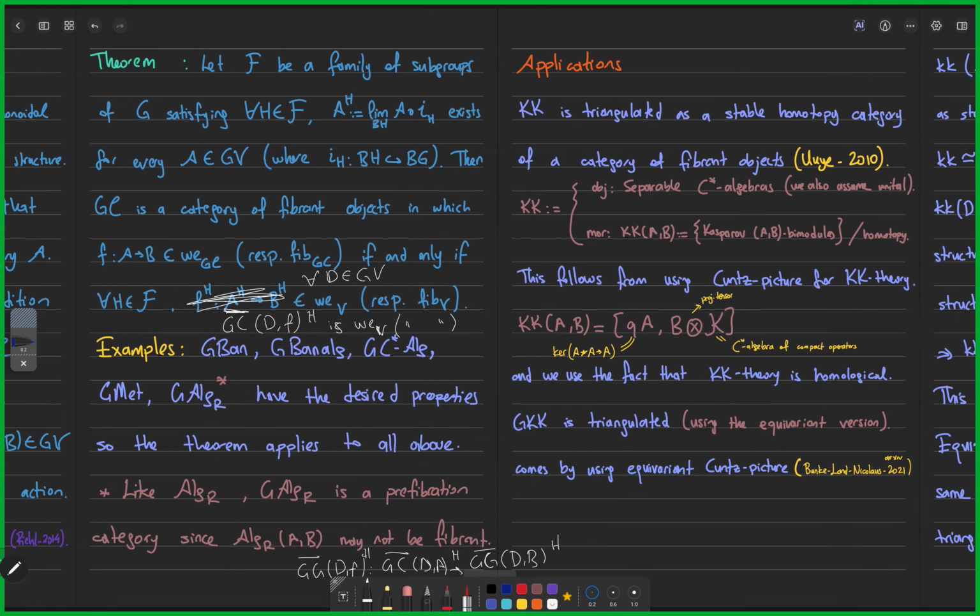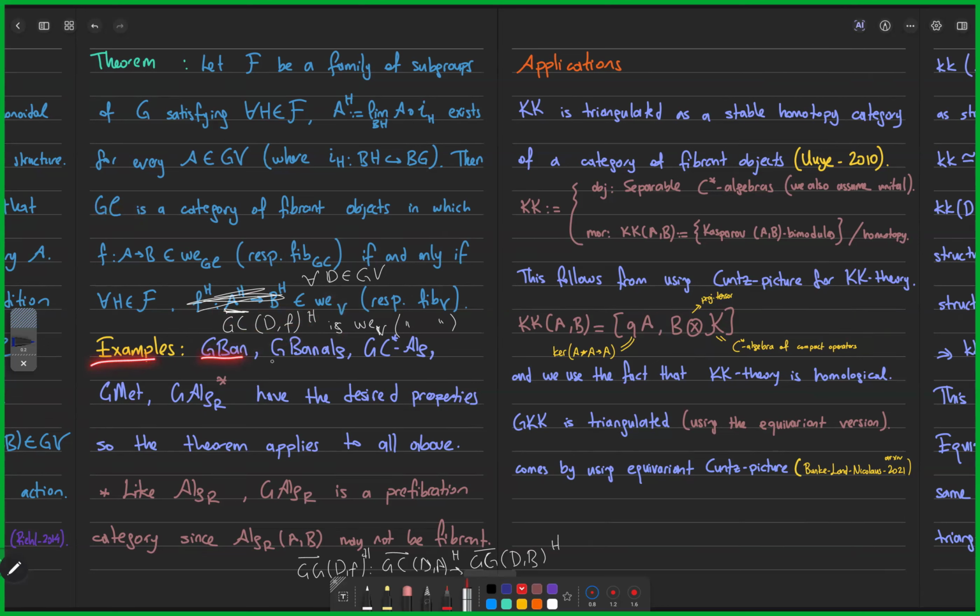So this theorem says that the category of G objects in C is a category of fibration objects where weak equivalences and fibrations are created by these co-representable functors. And why do we choose this? Because it has nice applications. First, I will give the examples.